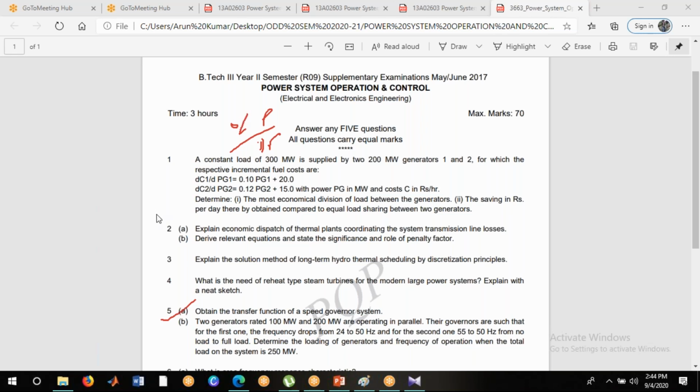Okay, students, in the next class we will go for modeling of the speed governing system. It means the block diagram, how we can make the block diagram from each equation, the derivation part. So this is about today's topic. Now I am going to end this class.